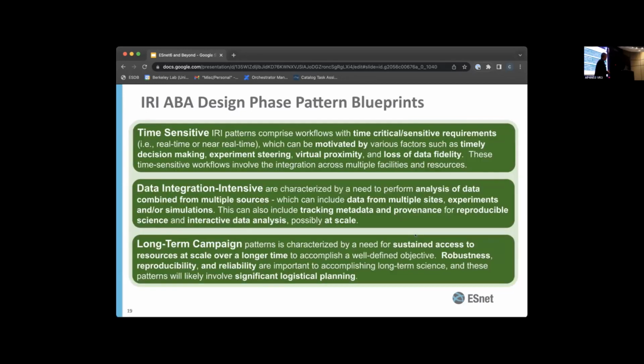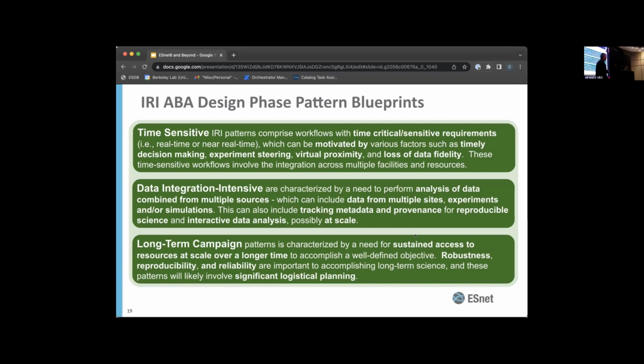I'm not going to read this, but this is generally the idea and the definitions of each of the pattern blueprints. So it's time sensitivity, time-critical sensitive requirements, right? You're motivated by things like timely decision making, experiment steering, virtual proximity. So if you do a digital twin and you need feedback to essentially guide the experiment, you don't want that feedback to have latency so high that it doesn't make a difference by the time you actually start adjusting the parameters for your experiment.